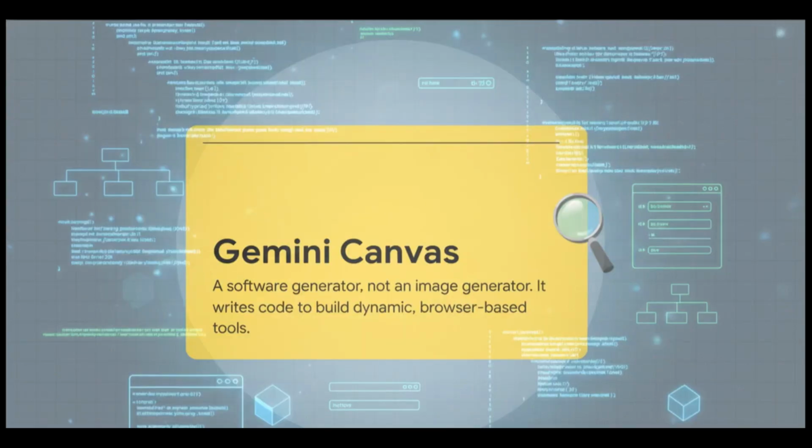And here it is. This is the light bulb moment. Gemini Canvas is not an image generator. It is a software generator. This is the massive missed opportunity. While everybody else is busy exporting static PNG files with potential mistakes baked in, the real power is that Canvas can write code, HTML, React, to build you a dynamic, editable tool that runs in your browser.